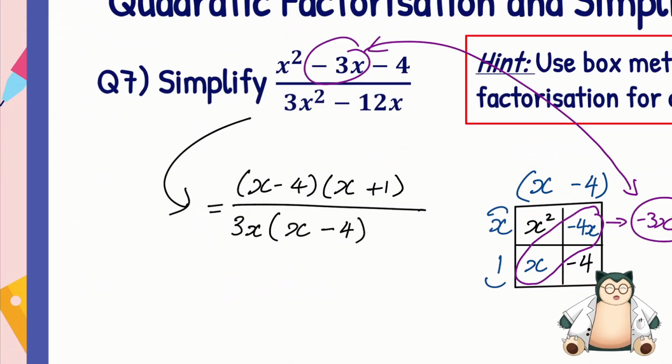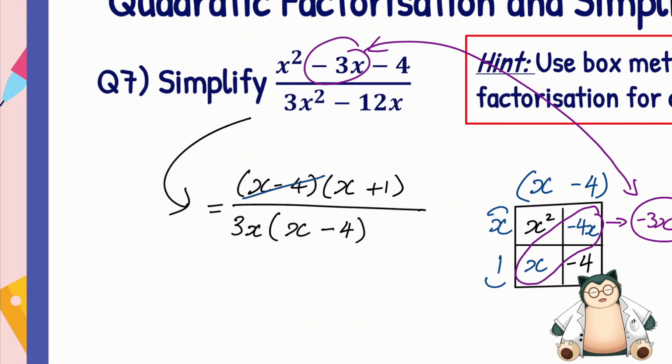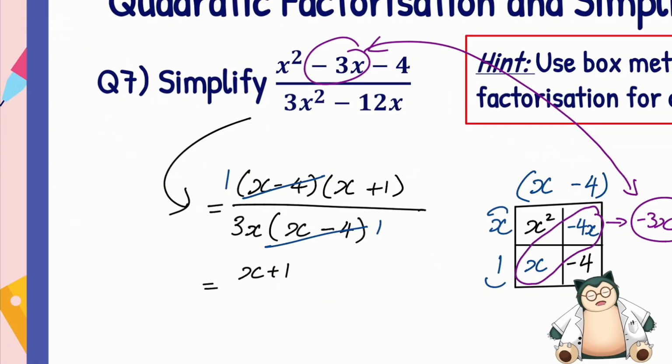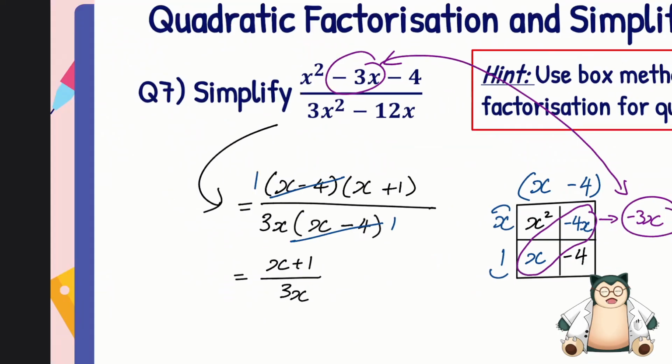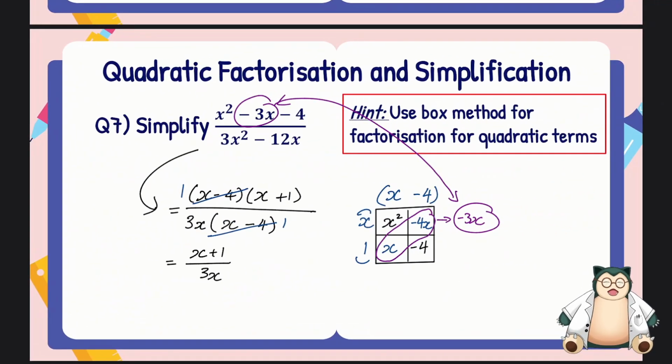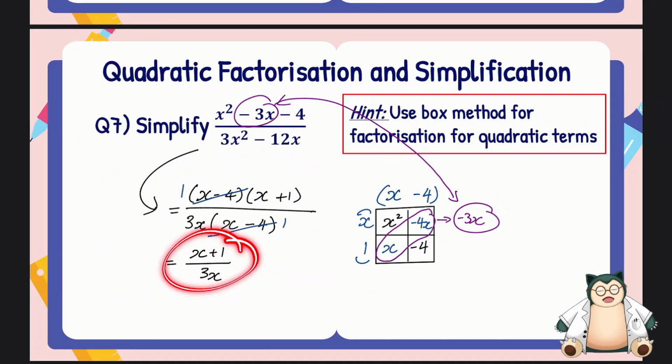Are there any common terms to simplify? Yes. x minus 4 and x minus 4. What we are left with now is just x plus 1 over 3x. Okay, so same thing: factorize out all terms as much as you can, and then simplify the common terms. We are left with a very nice fraction.